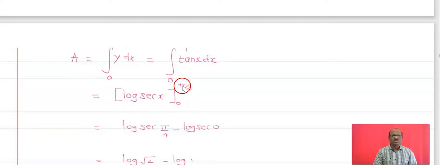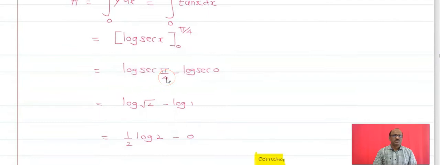Lower limit is 0, upper limit is pi by 4. Now substitute upper limit minus lower limit. Then you will get log of sec of pi by 4 minus log of sec of 0. But what is the value of sec of 0? Sec 0 is 1, as cos 0 is 1. And log of 1 is 0, therefore it is 0. What about sec of pi by 4? As cos of pi by 4 is 1 by root 2, therefore sec of pi by 4 is root 2. That is log of root 2 minus log of 1.